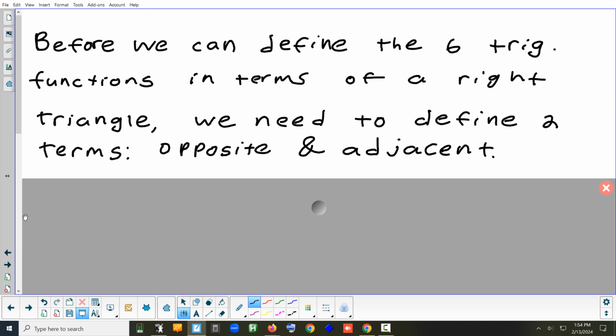That's going to be in place of writing a coordinate. We're not going to talk about sine is y and cosine is x. That's unit circle. We're going to use these words instead.